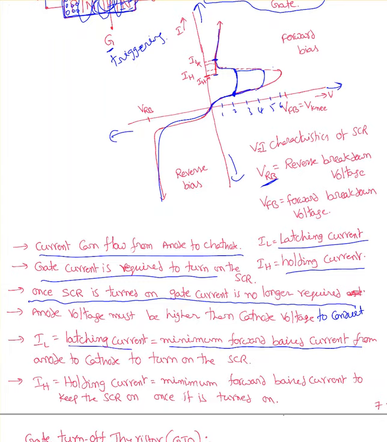So IL is called the latching current, the minimum current needed once the SCR is turned on. Now IH is the holding current. Holding current is a little less than the latching current, but they are pretty close. Once you turn on the SCR, it has to have a minimum current to keep it on. Holding current is the minimum forward biased current to keep the SCR on once it is turned on. That minimum current is called holding current.